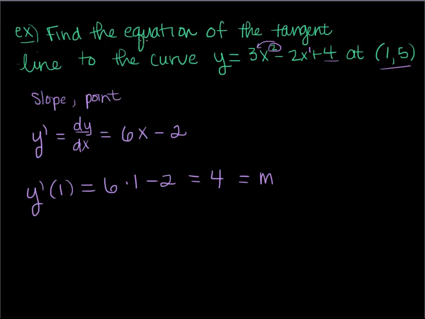And what does this example want? It wants you to find the equation of the tangent line to this curve. So now I can put this into point-slope form. I'm just going to take y minus 5. You guys did a nice job with this on your homework. Equals 4 times (x minus 1). You are welcome to leave it just like that, people.